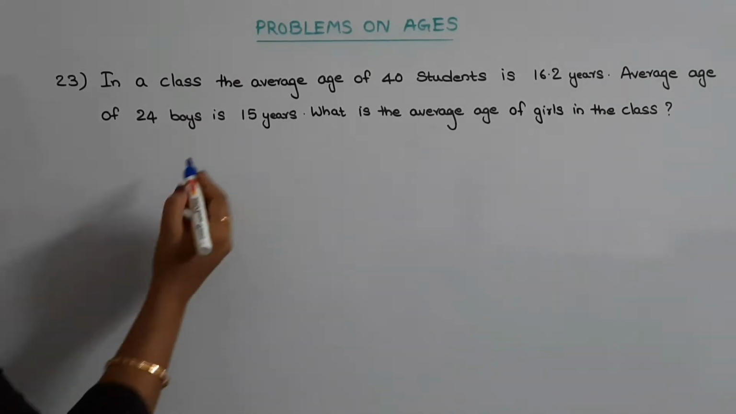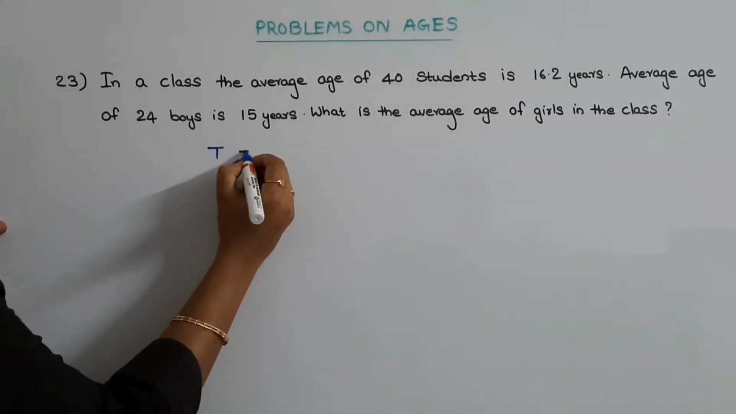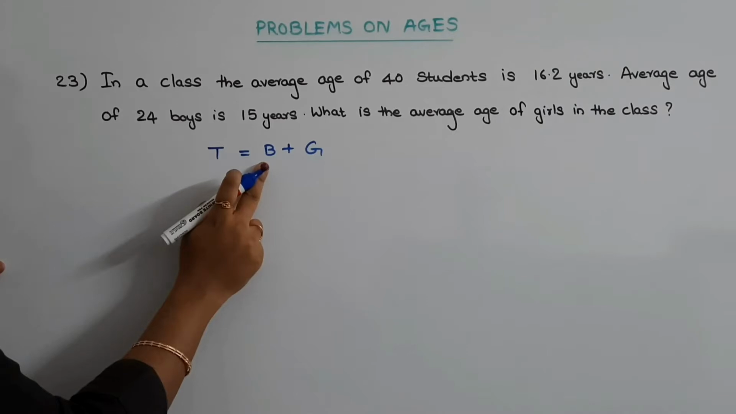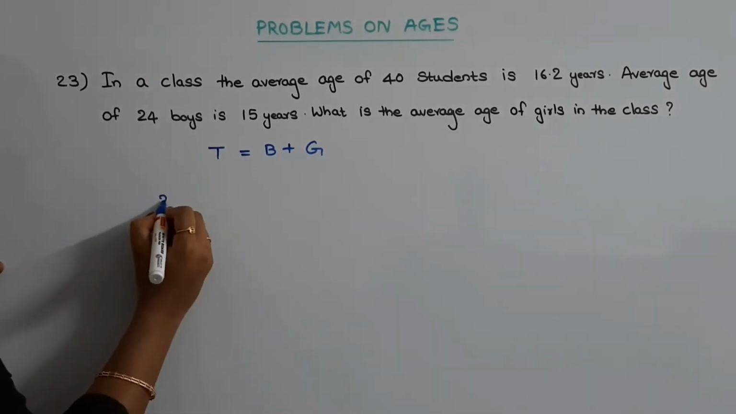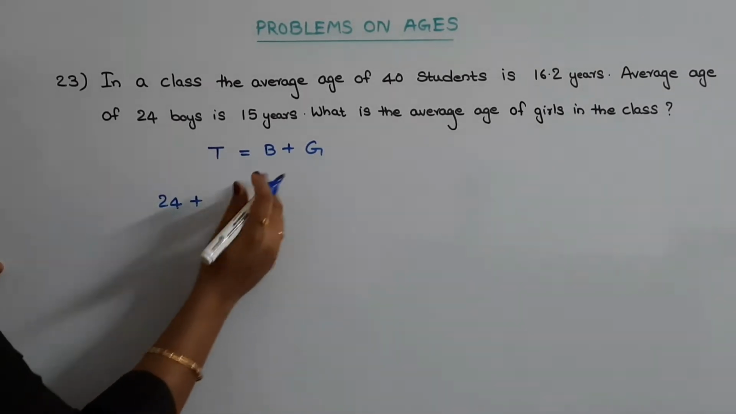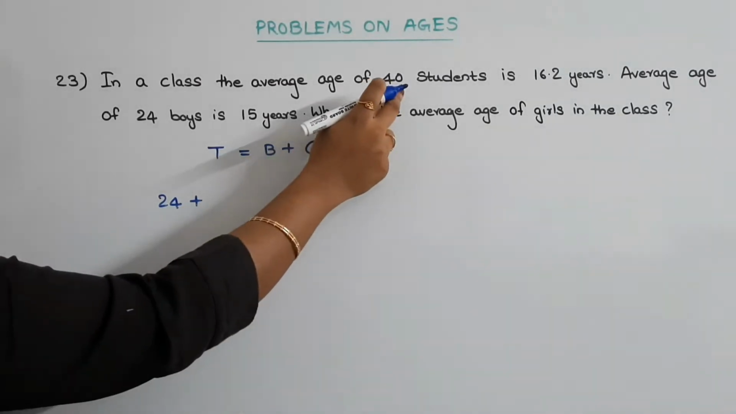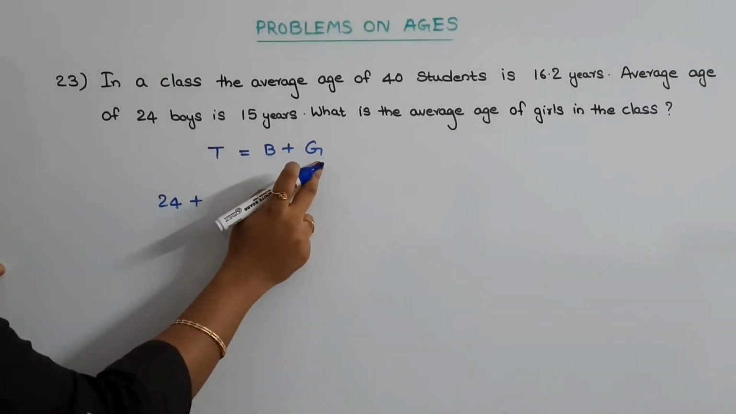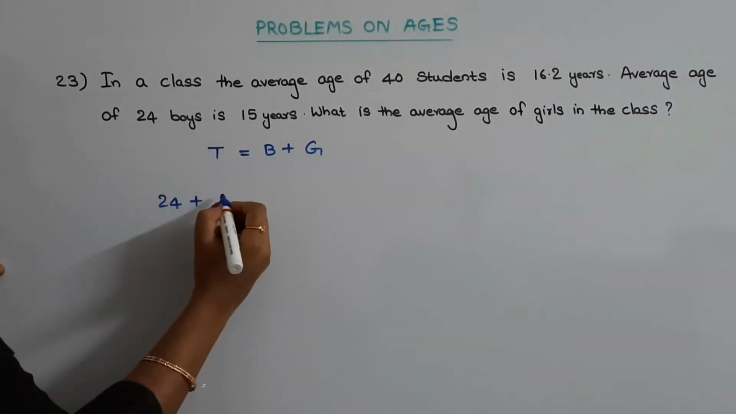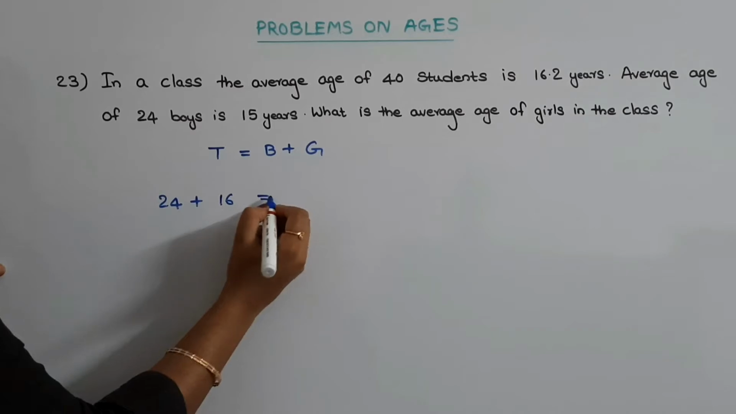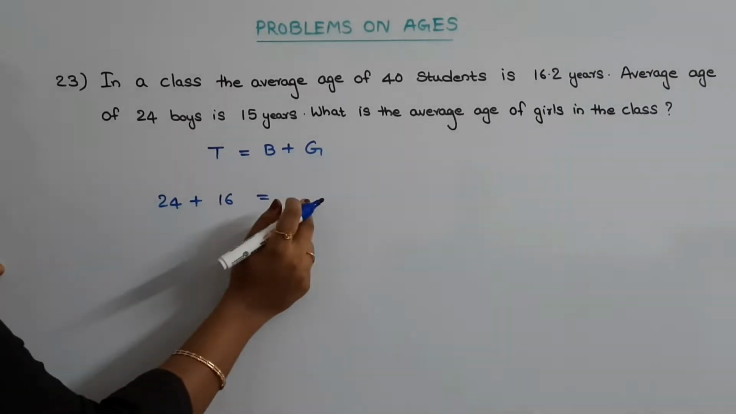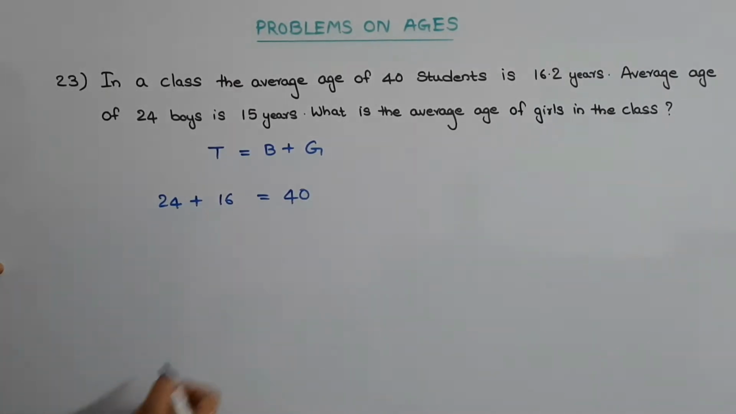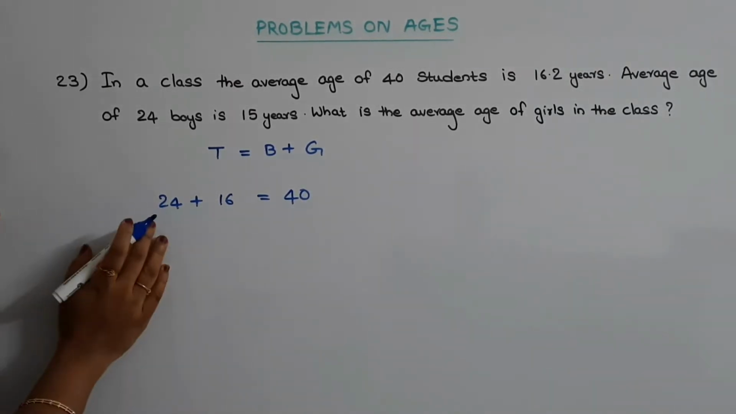So in the first step, write total number of students is equal to number of boys plus number of girls. What is the number of boys in the class? That is 24. So 24 plus what is the total number of girls? If total students are 40 and the number of boys is 24, then the total number of girls will be 40 minus 24, that is 16. So total number of boys plus total number of girls will be equal to the total number of students, that is 40. Okay. Now this is the first step.